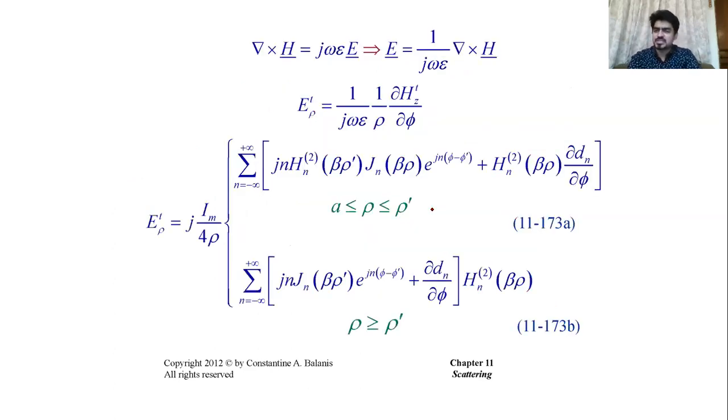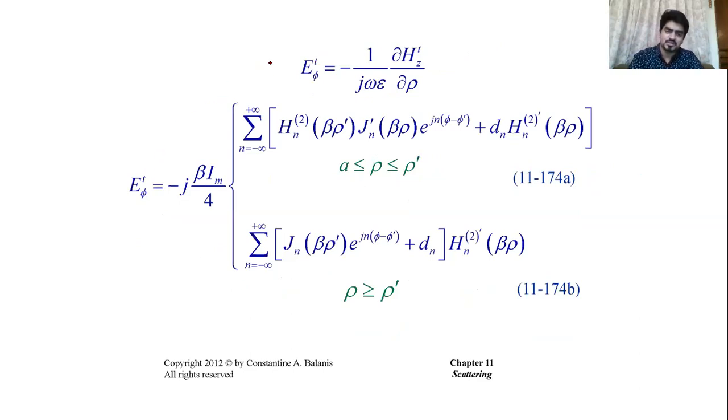Now using Maxwell's equations, we can find the corresponding E components. We now have this equation from where we can get the expression of the E rho component, the radial E field. This is the total E field in the radial direction, and again you have two expressions for two regions. This is the first component. Similarly, you can also find the other component, E phi. This is the expression for the total E phi component, again two expressions for two regions.